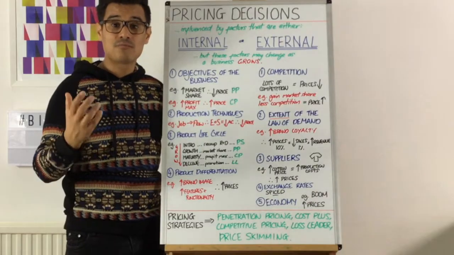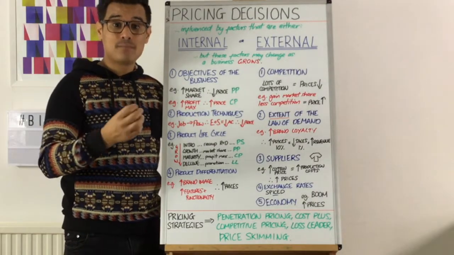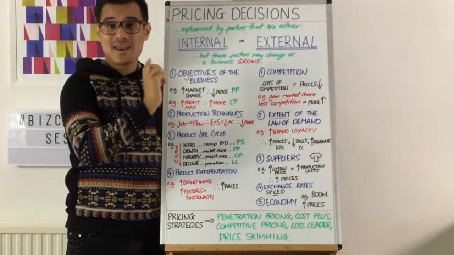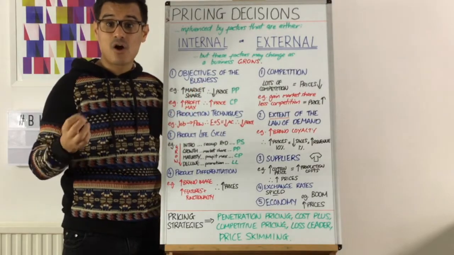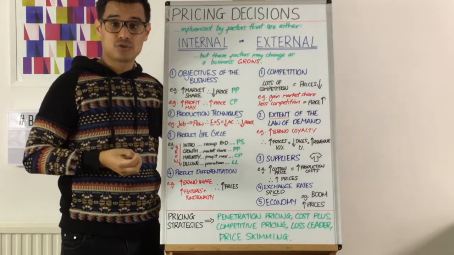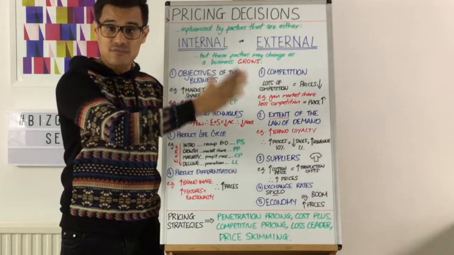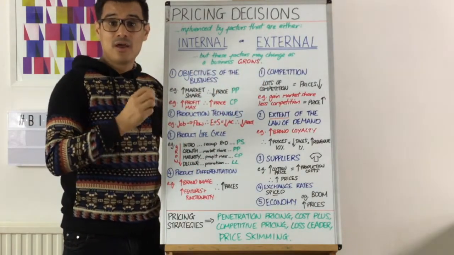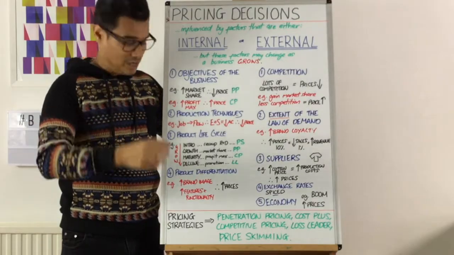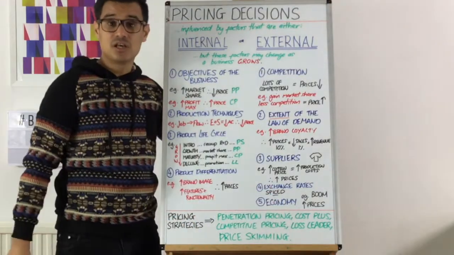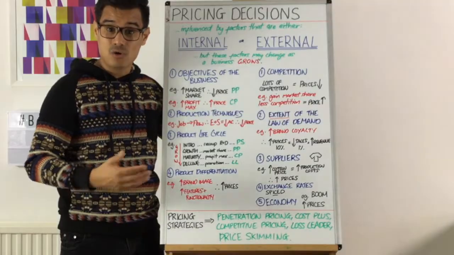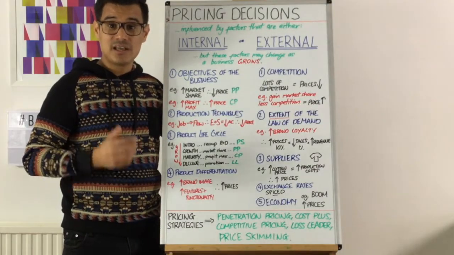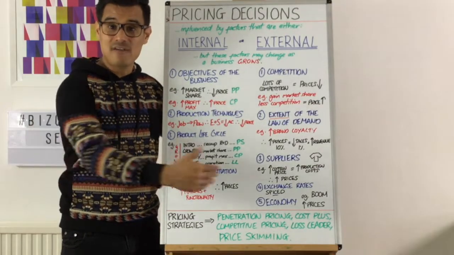I hope that helps with pricing decisions. Remember, you've got internal factors and external factors. Factors that are in control of the business and out of control of the business. But all of these factors will change as the business grows. And in terms of pricing decisions, you want to relate that to those pricing strategies that you can remember. And please check out that video on pricing strategies if you're forgetting about all of them. I've done one for every single one.